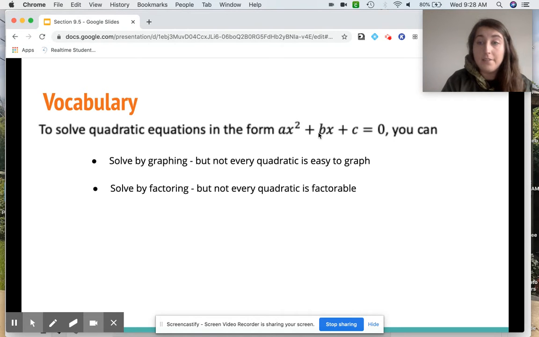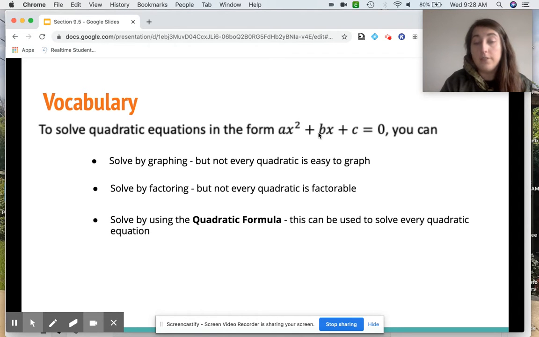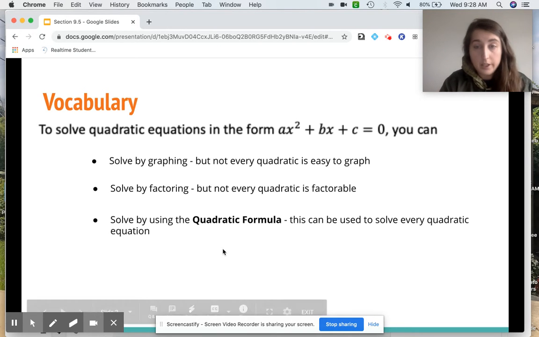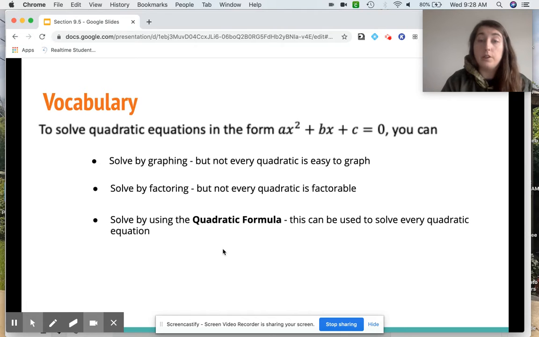So what's left is your quadratic formula. You can use this to solve every single quadratic equation. Doesn't matter what the equation looks like, you can use your quadratic formula. But you have to make sure it's set equal to 0, just like factoring, in order to use your quadratic formula.